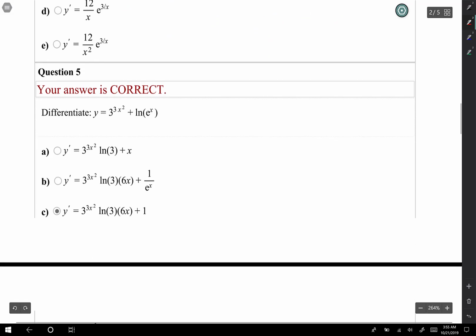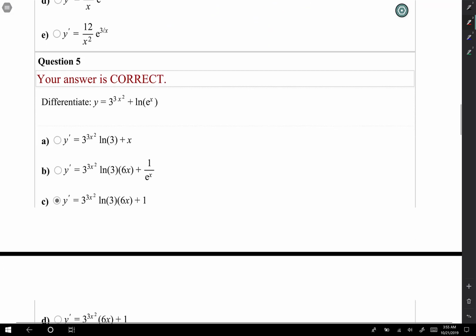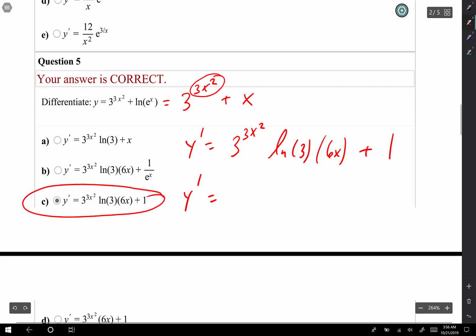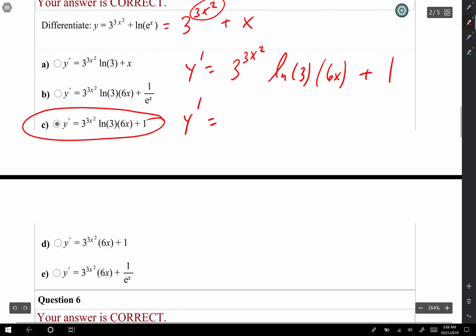Question 5. Let's see. Differentiate. Before doing anything, guys, ln of e to the x is just x. So I would rewrite it: 3 to the power 3x squared plus x. So y prime equals 3 to the power 3x squared itself, 3 to the 3x squared times ln of 3 times the derivative of the 3x squared, which is 6x, plus the derivative of x, which is just 1. So rewriting that, I guess you don't have to. There it is right there. All right, let's go to the next one.